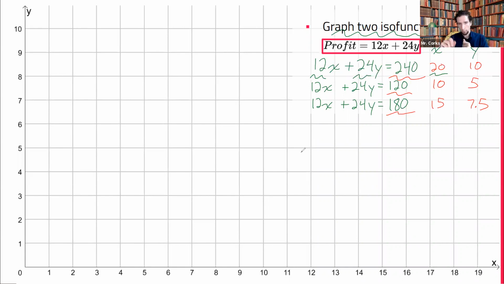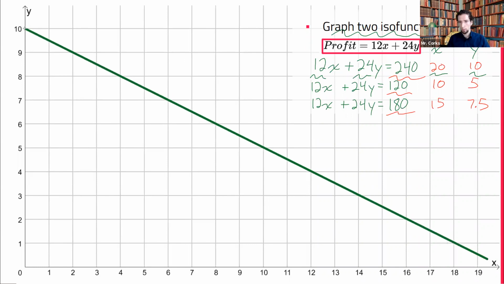I didn't write out the algebra because it's simple enough. Same thing in the other direction. The y-intercept, x value is 0. So 240 divided by 24 is 10. Okay, so let's graph these. First one, y 10, x 20 will be here.